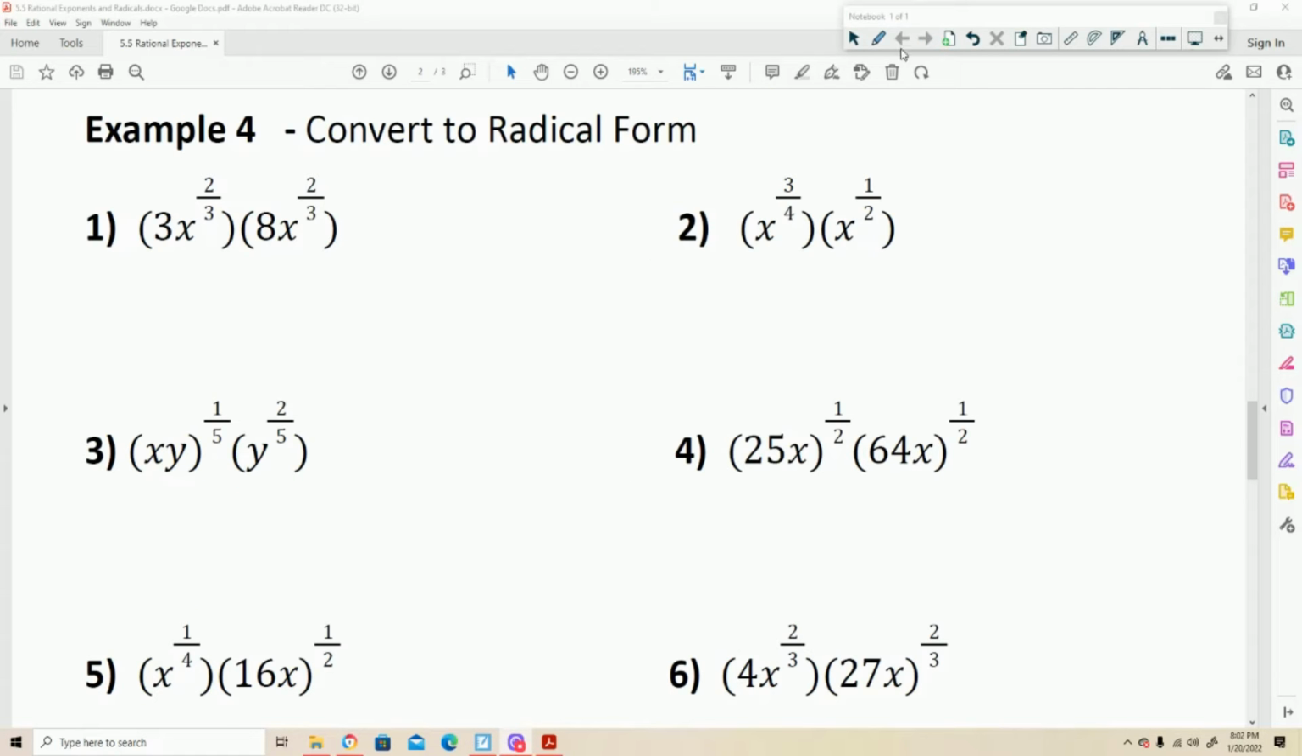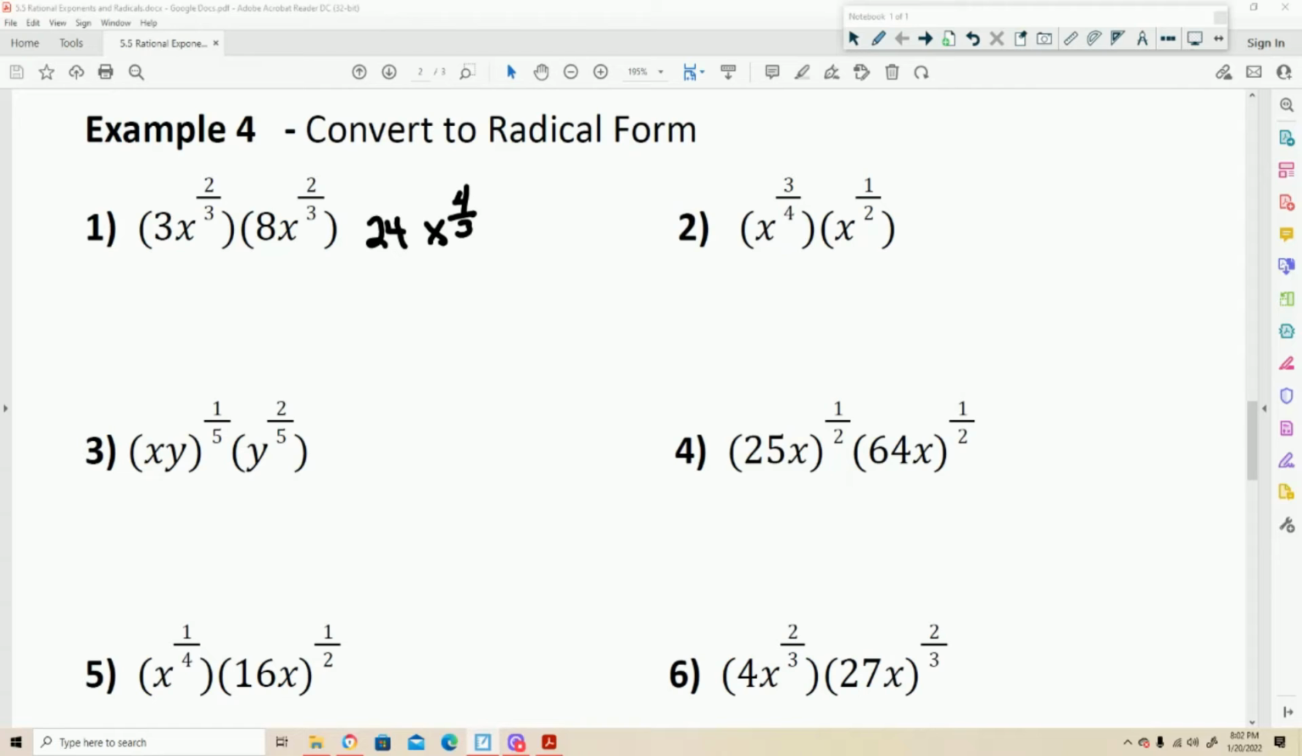With the next set of examples, we are going to convert to radical form. It's just going to take us a little bit longer to get there. So I want to simplify this first. I'm going to multiply like things together. So 3 times 8, I get 24. And then x^(2/3) times x^(2/3). Well, when you're multiplying with the same base, you add the exponents. So I should get x^(4/3).